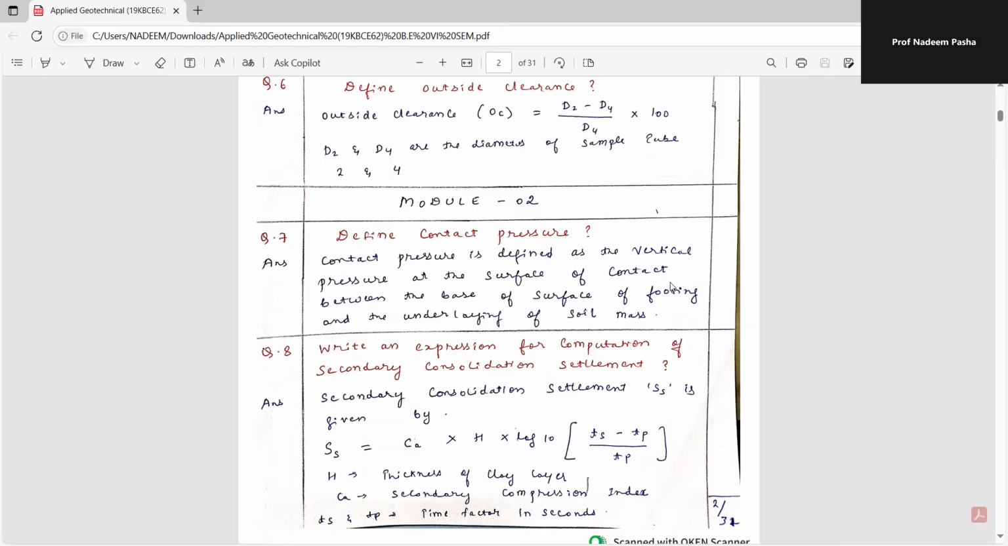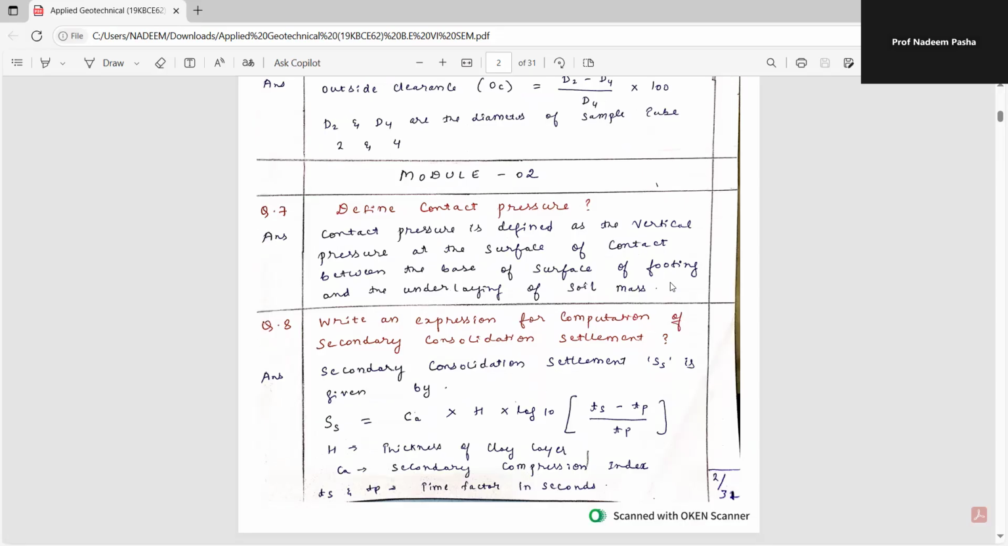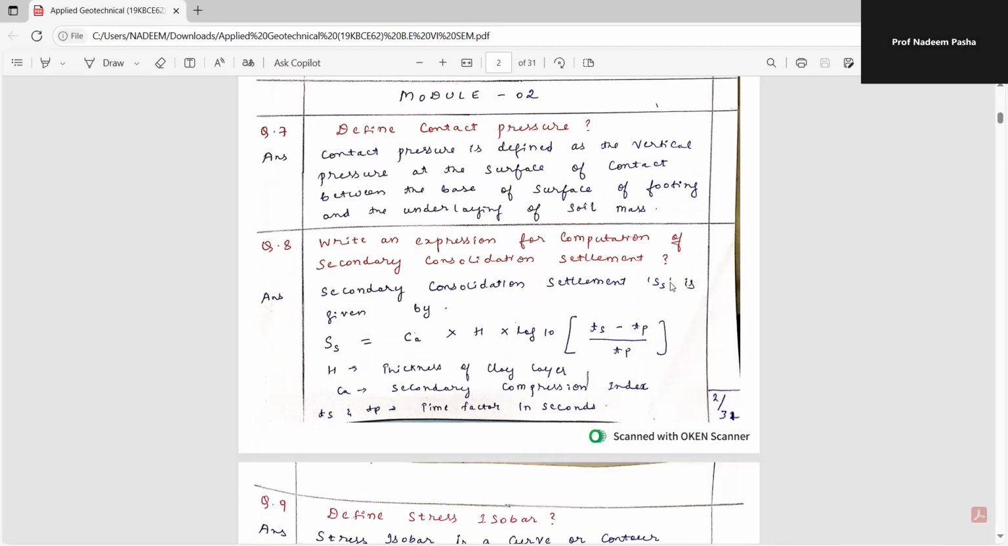Write an expression for computation of secondary settlement, the secondary consolidation equation. Ss is equal to Cα into H into log to the base 10 of (Ts minus Tp) divided by Tp, where H is the thickness of the layer, Cα is the secondary compression index, and Ts and Tp are the time factors in seconds.